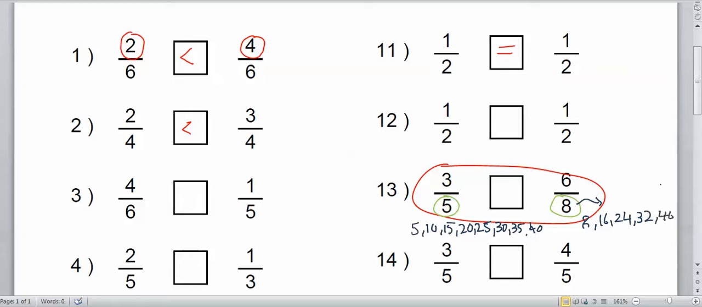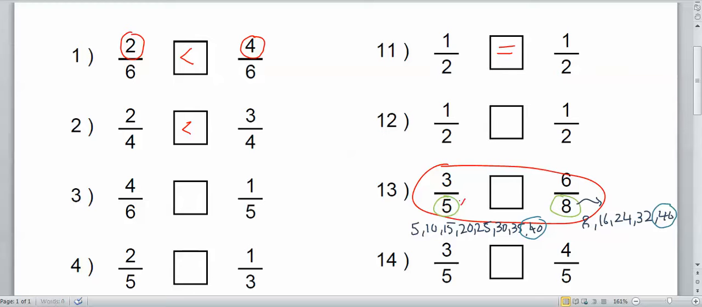Now, once we find the lowest common multiple, which in this case is going to be 40, we need to actually get each of these to the same denominator. We do that by multiplying to get to the lowest common multiple. So how do we get 5 into 40? Well, we have to multiply that by 8. So let's go ahead and do that now.